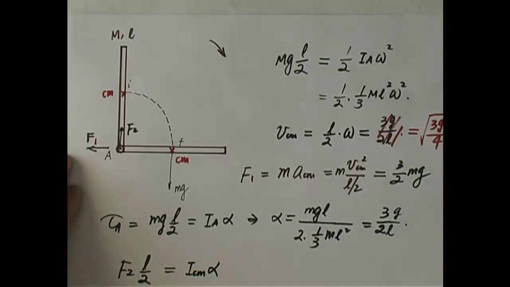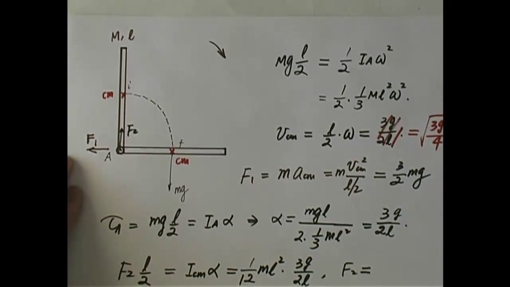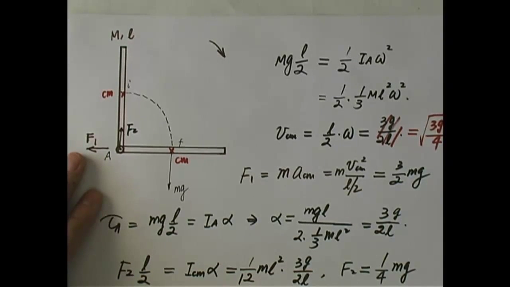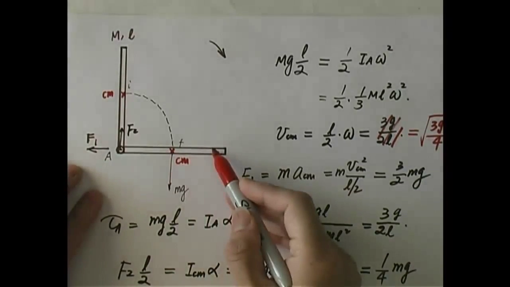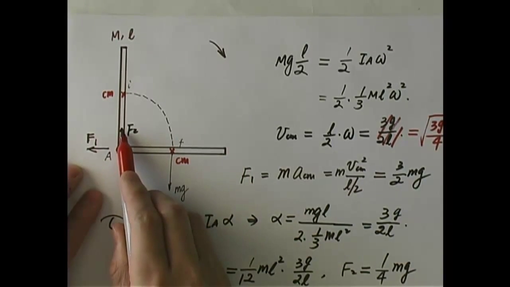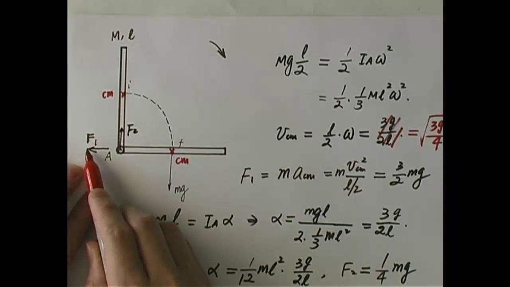Okay, because I'm using the center of mass as a reference frame. ICM is 1/12 ml squared, right? And alpha is 3G over 2L. So therefore, what's F2? F2 equals 1/4 mg. So interestingly enough, at this very moment when the rod is horizontal, F2 is a quarter of the total weight, and F1 is 3/2 of the total weight.